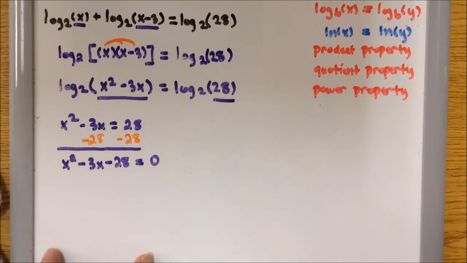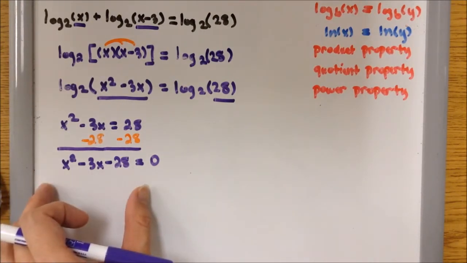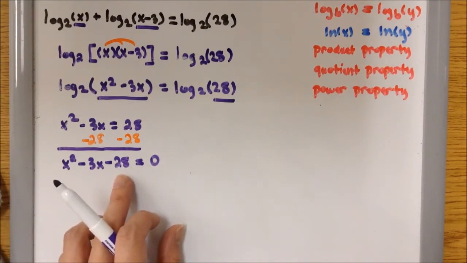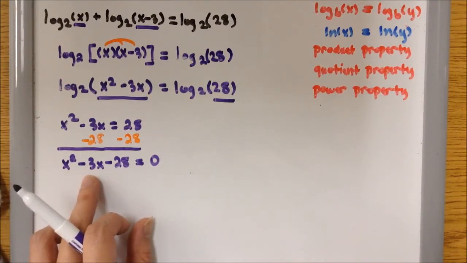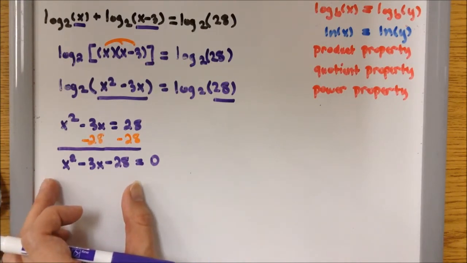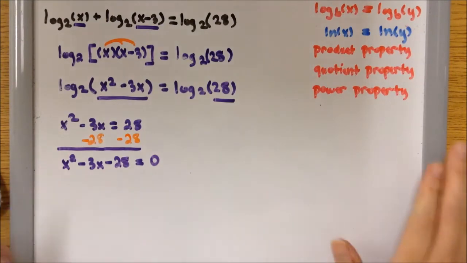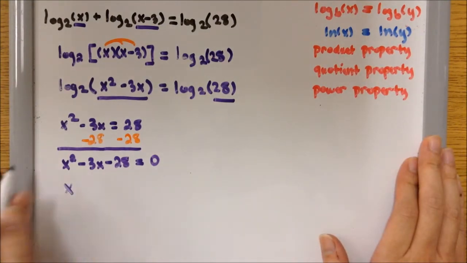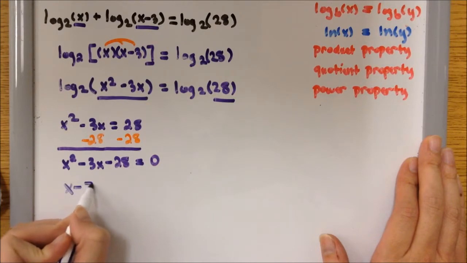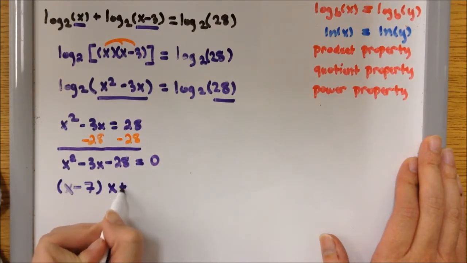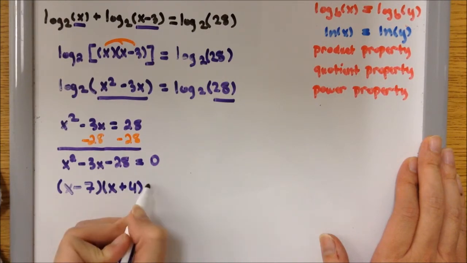So I'm not going to do the table here. This is the expectation that you do it to show your work on a test. But here, my expectation is that you should know the factors of negative 28 where the sum is negative 3. So the factors for x squared minus 3x minus 28 are x minus 7 times x plus 4 equal to 0.